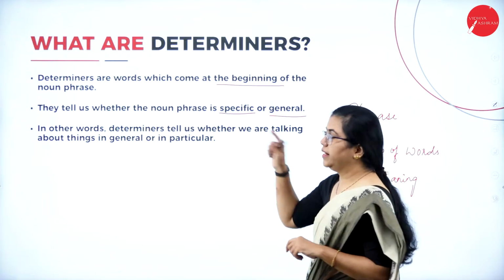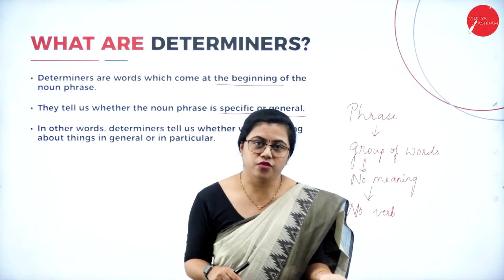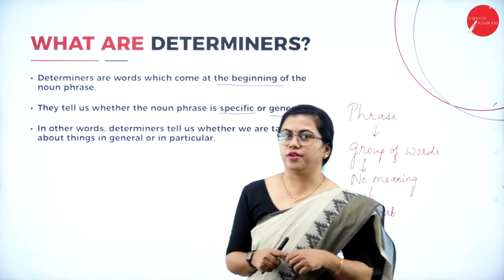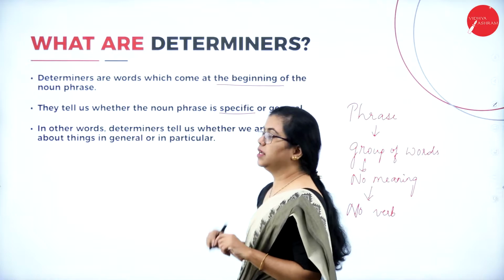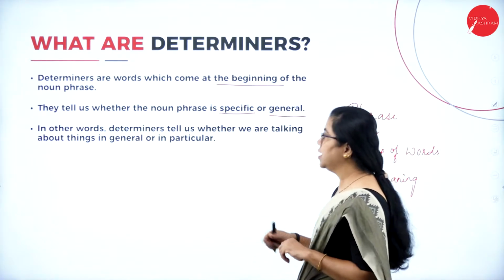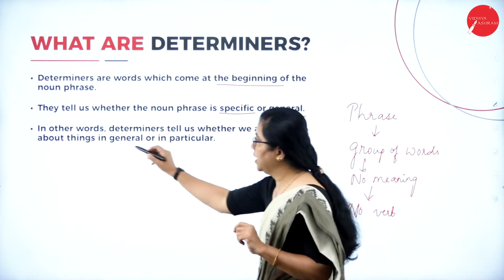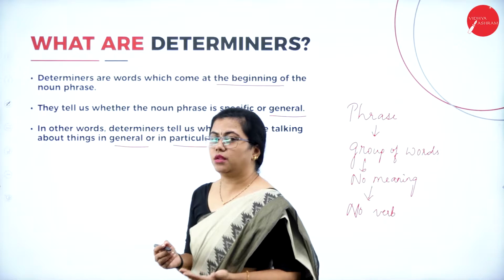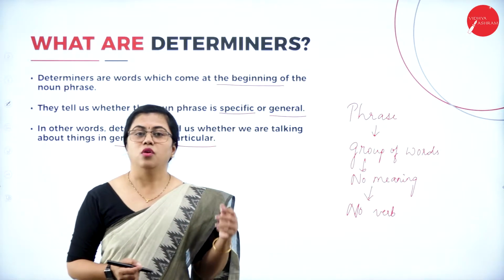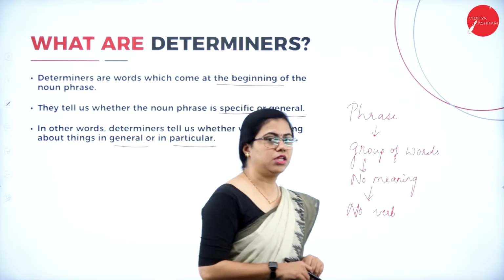So determiners tell us whether we are talking about something specific or something in general. Coming to the third point, if I have to define determiners in other words, determiners actually tell us whether we are talking about something in general or in particular. So based on the determiner, we can understand what the speaker is talking about.